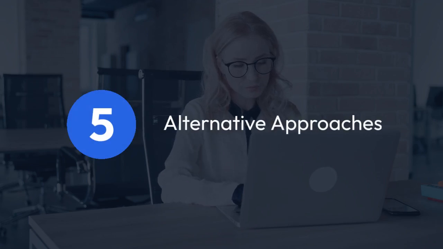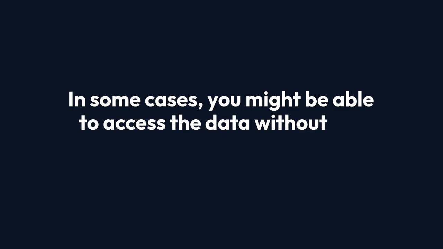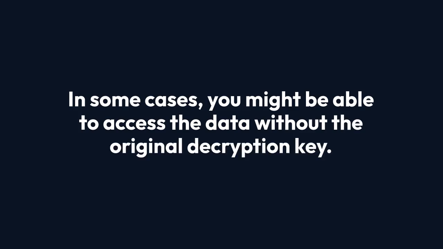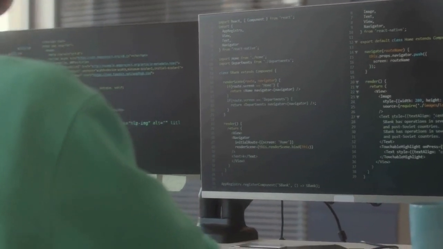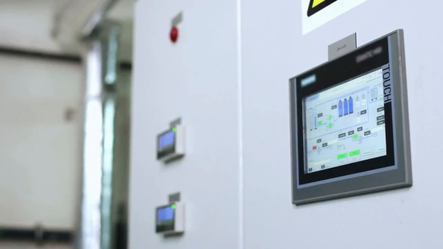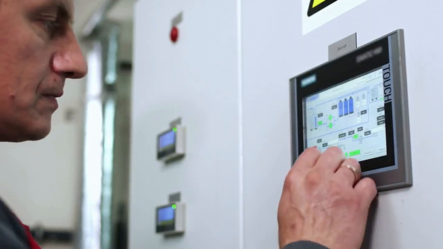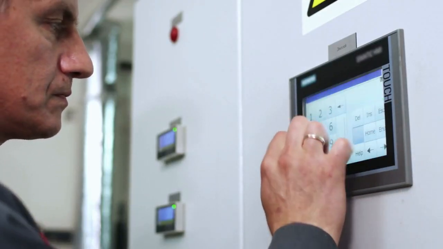5. Alternative approaches. In some cases, you might be able to access the data without the original decryption key. This is usually through brute force attacks, which involve trying out different combinations of characters. However, this method is often difficult and time-consuming, especially for complex encryption algorithms.